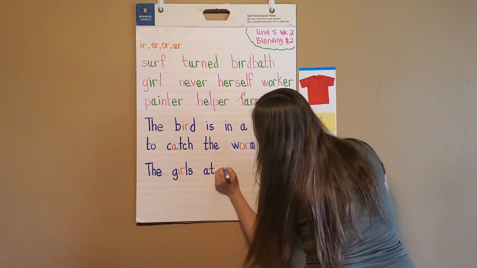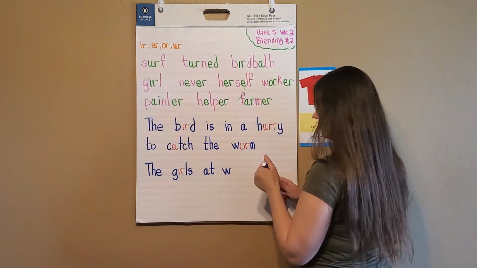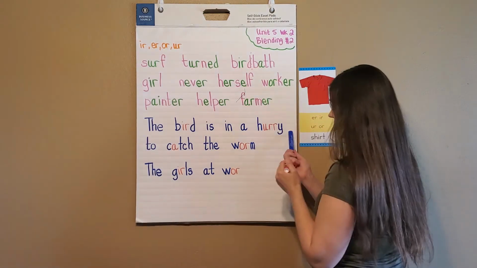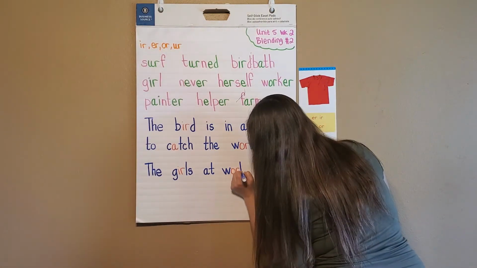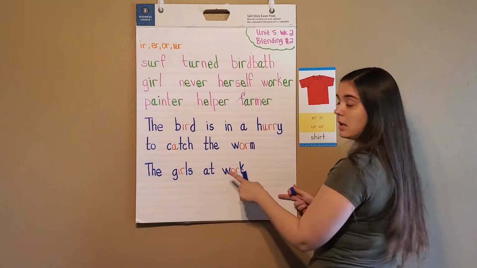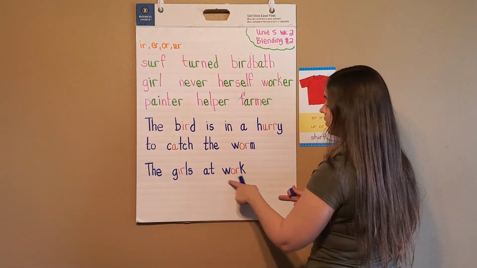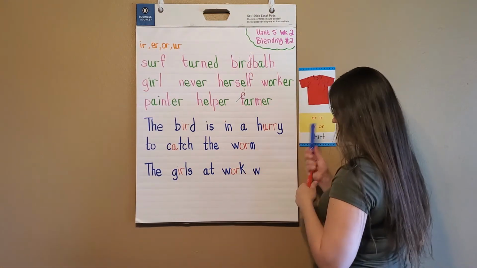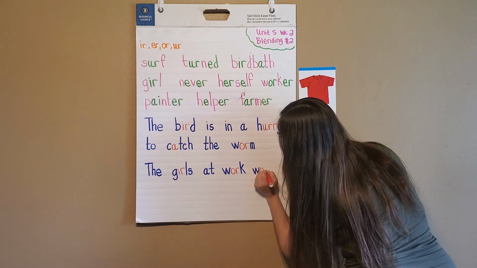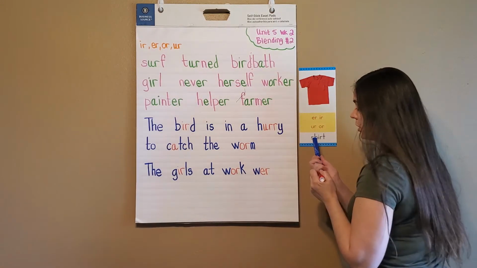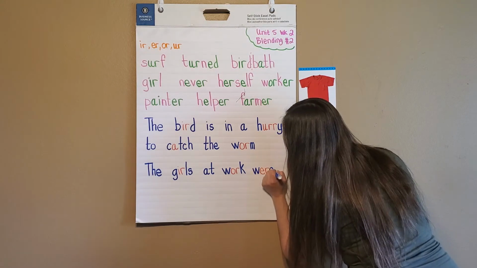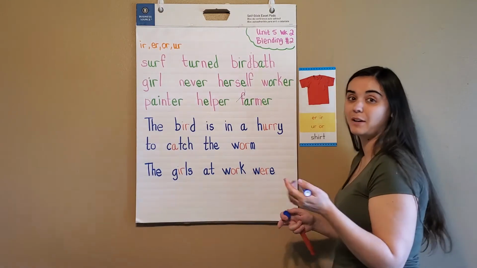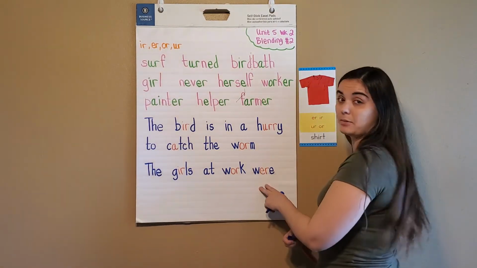At, wa. OR says or. K says ka. Wa, ka, work. Wa. ER says er, and then we're going to have that silent E. Wa, were. So were is also a high frequency word. So we know that we can't always sound out high frequency words.